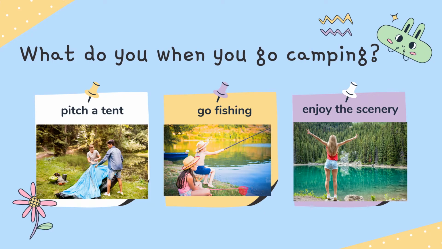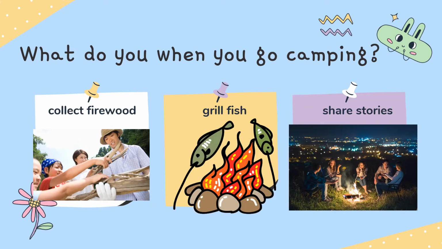Now, what are some of the things that we do when we go camping? We might need to pitch a tent. We can also go fishing, and we can enjoy the scenery. We can look around the beautiful place, the beautiful forest. So we enjoy the scenery. We can also collect firewood, grill fish over the fire if we have caught some fish, and also at night we might just sit around the campfire and share stories.